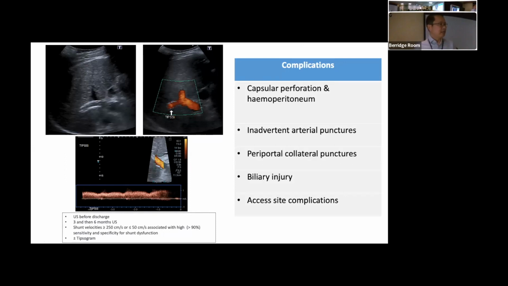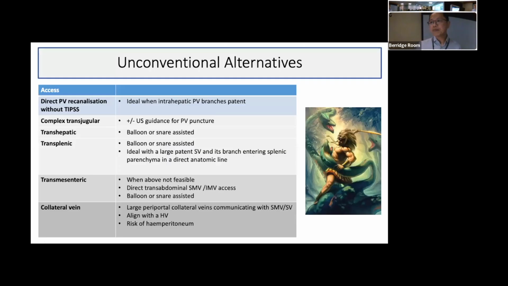There are potential complications, as I say, capsular perforation, hemoperitoneum is one. You can just imagine puncturing the right hepatic vein to the right portal vein may not be straightforward, and you can also puncture the artery, the collaterals if there are any, and the bile duct, etc., and cause complications. So not a small undertaking, usually done almost exclusively under GA.